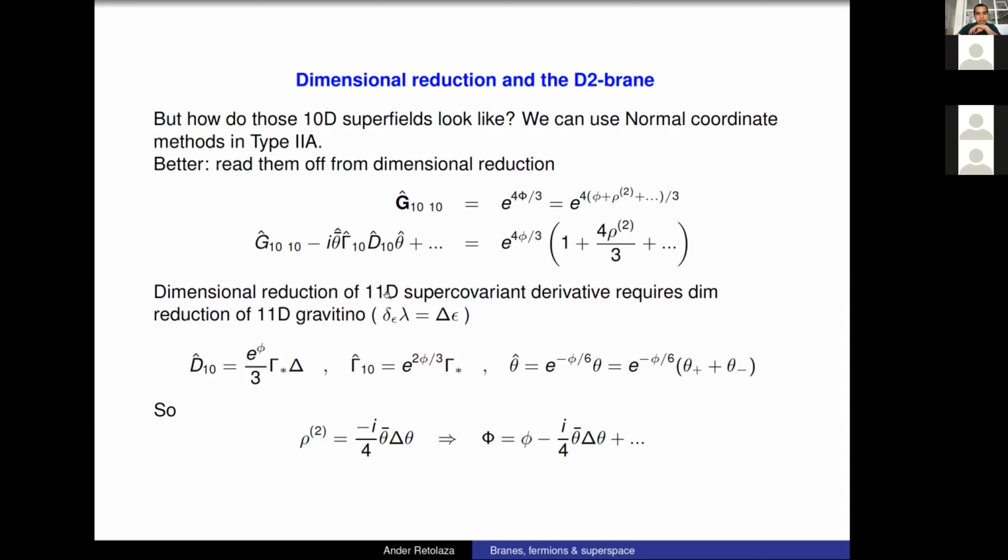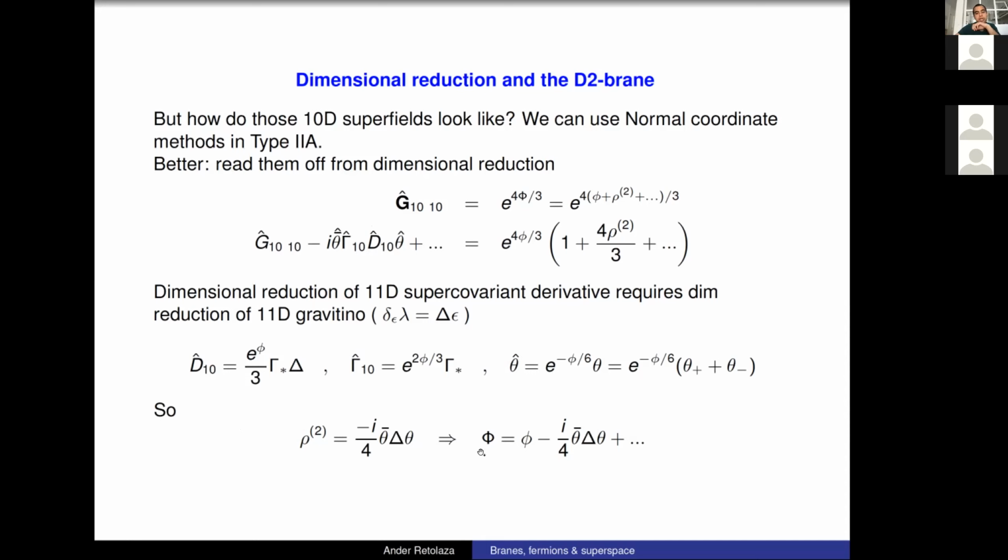this operator delta that appears in the dilatino variation. And then these 11-dimensional thetas, the Grassmann coordinates that they had in 11 dimensions, their dimensional reduction will require a scaling with a dilaton, and then splitting this Majorana fermion into its Majorana components. So just by using this, you can perform the dimensional reduction of this fermion bilinear. And by doing that, you obtain an expression for this rho that was initially an unknown fermion bilinear.